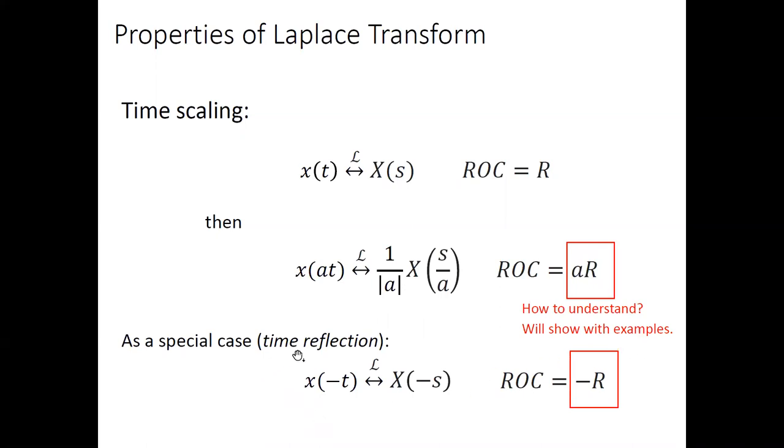As a special case of the time scaling property, when a takes the value minus 1, x of minus t is the time reflection of x of t, mirroring x of t with respect to the vertical axis. Then applying the formula above, 1 divided by the absolute value of minus 1, which is still 1, then s divided by minus 1, we have minus s. So the Laplace transform of x of minus t is capital X of minus s. And the ROC also follows the same rule. When a is minus 1, the ROC is minus R. Again, we will explain the meaning of minus R using an example below.